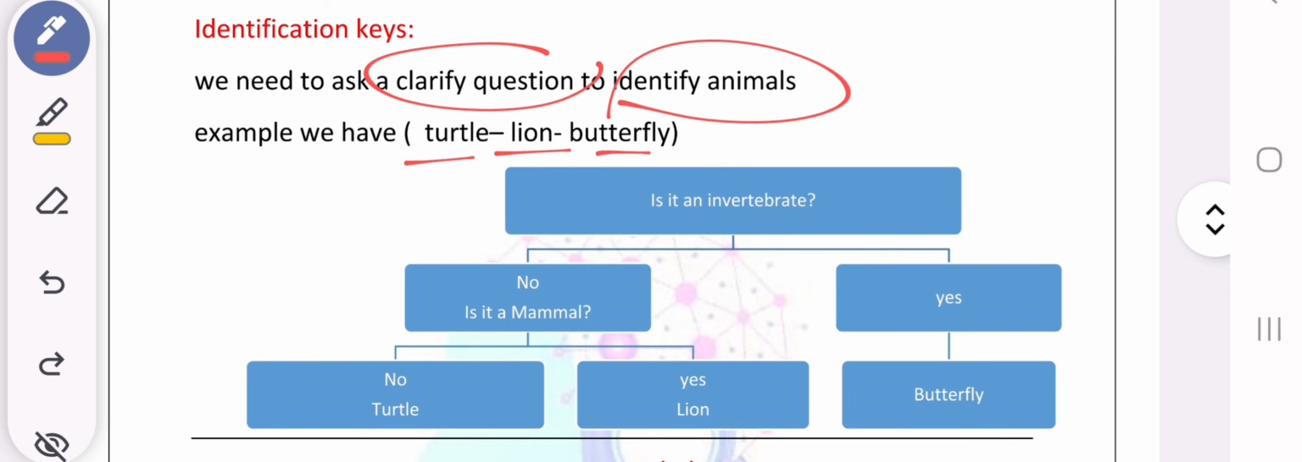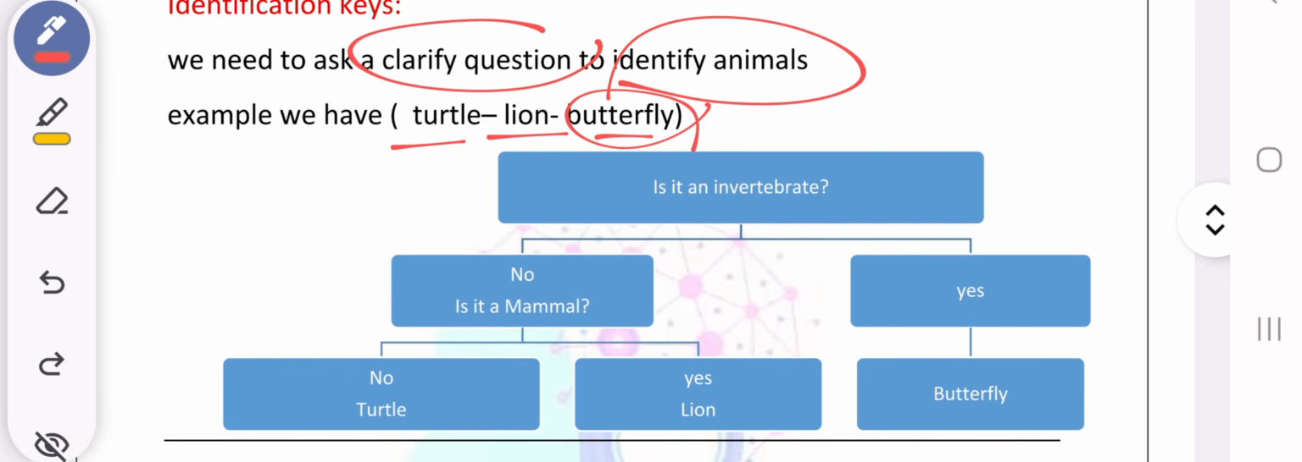So the turtle is a vertebrate, the lion is a vertebrate, but the butterfly is an invertebrate. To separate the butterfly, or let it out, we will ask, is it an invertebrate? Of course, if we say yes, it will be the butterfly. If we say no, we have two animals to classify, the turtle and the lion. So we are going to ask another question.